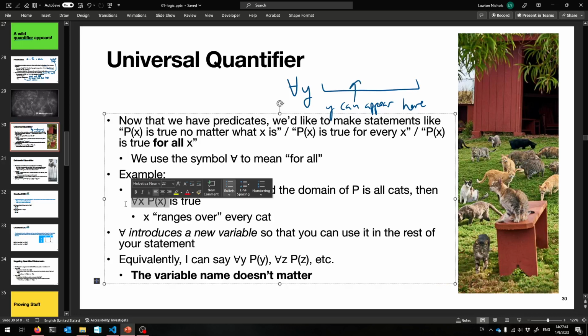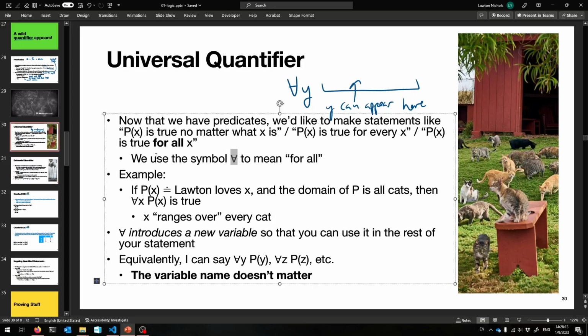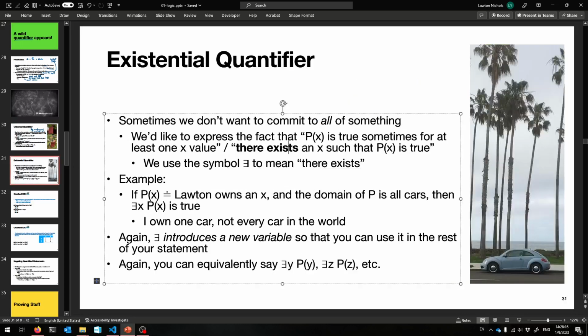For all x, P of x. On the flip side of that, there's something called the existential quantifier, which does not make as big of a commitment to proving that everything is true as the universal quantifier. Sometimes we don't want to commit to everything. We'd like to just say that this predicate P of x is true sometimes, for at least one value of this variable x. An alternate way to say that is there exists an x such that P of x is true. Instead of upside down A, we have E flipped 180 degrees, and that corresponds to the phrase there exists.